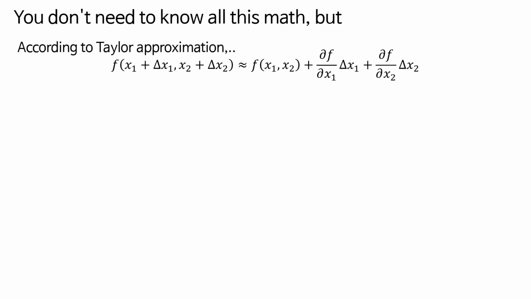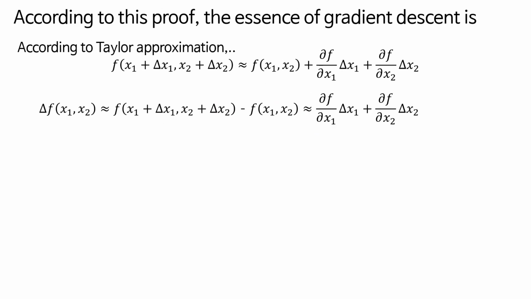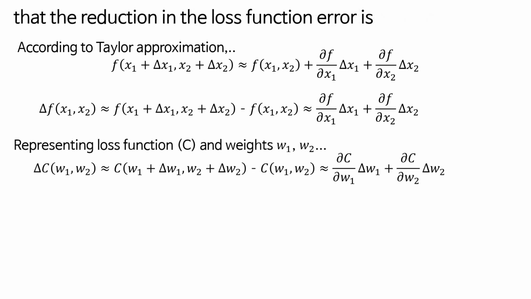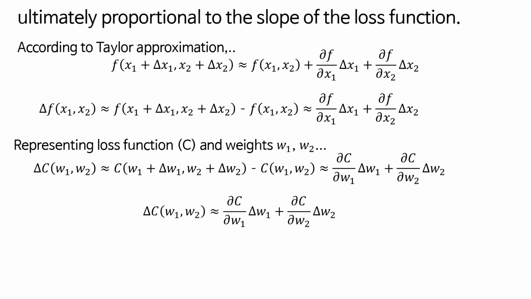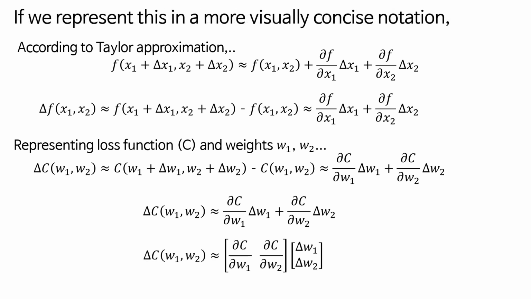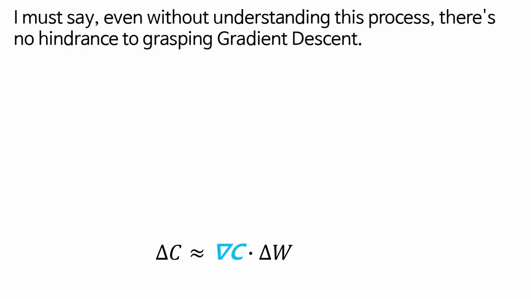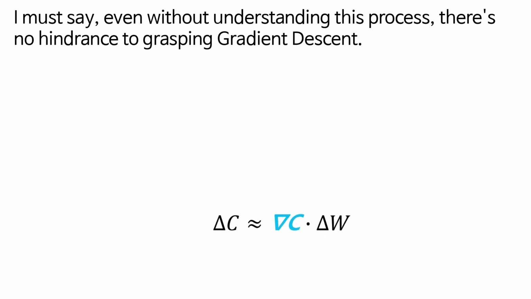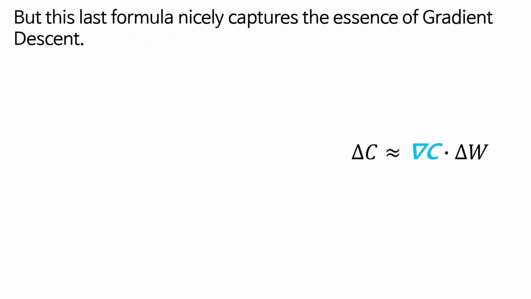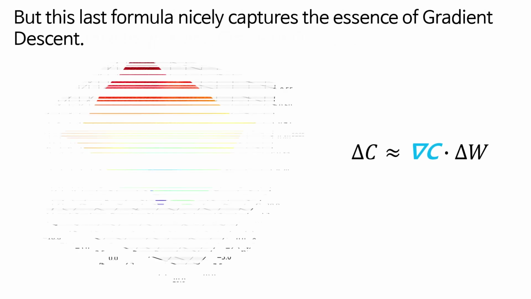You don't need to know all this math, but according to this proof, the essence of gradient descent is that the reduction in the loss function error is ultimately proportional to the slope of the loss function. If we represent this in a more visually concise notation, it can be simplified as follows. I must say, even without understanding this process, there's no hindrance to grasping gradient descent. But this last formula nicely captures the essence of gradient descent.